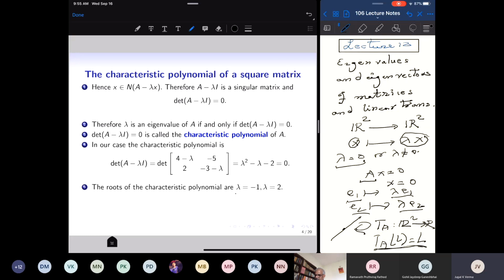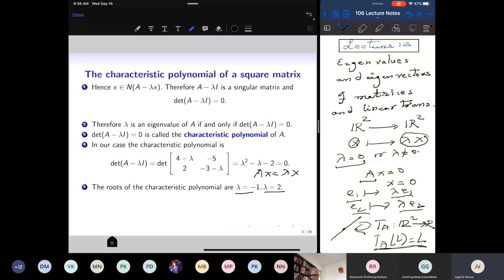In our case, this is the characteristic polynomial, and the roots, fortunately, are lambda equal to -1 and lambda equal to 2. So this says that for lambda equal to -1 and lambda equal to 2, Ax equal to lambda x has a solution. So these are the scaling factors. If x is mapped to lambda x, the entire line passing through x and the origin is also mapped to the same line, but there is a scaling factor lambda.